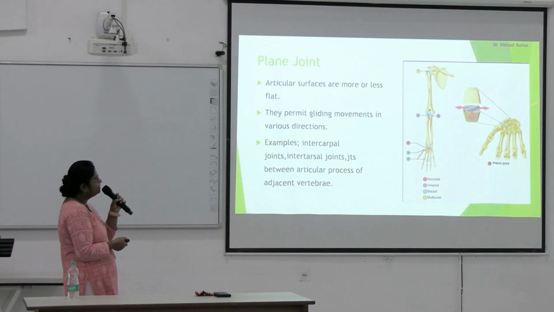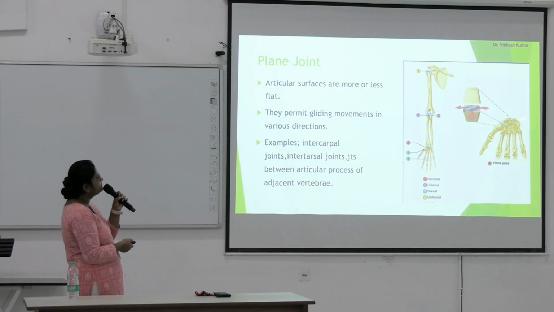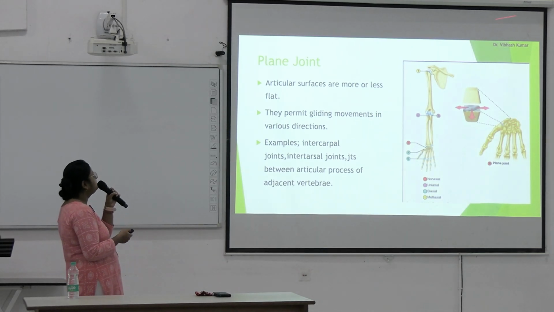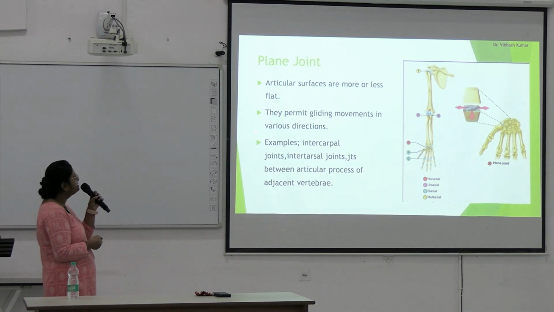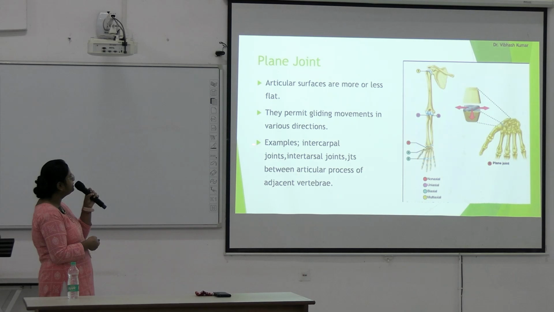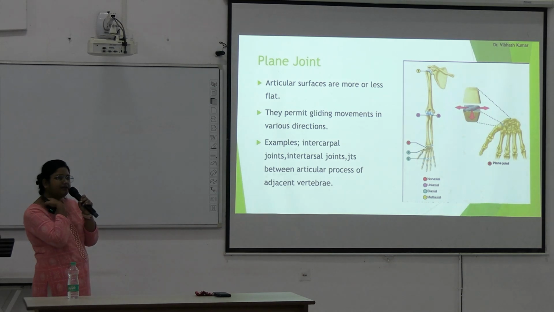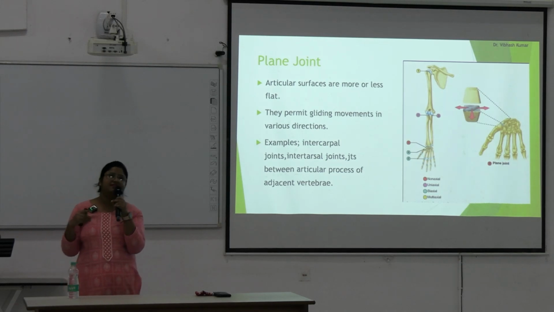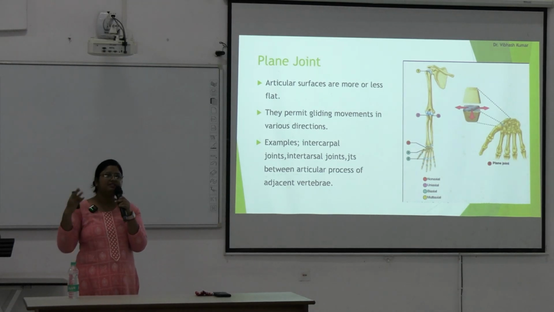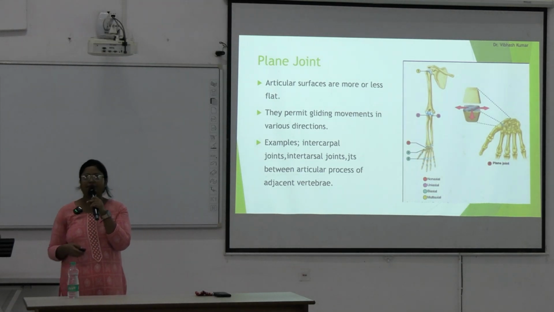So here, in between the carpal bones, intercarpal joints are present. These are plain type of joint. The articular surfaces are flat, permitting gliding movements in various directions. These are the examples: intercarpal, intertarsal joints, and joints between articular processes of adjacent vertebrae. In the vertebra, there are superior and inferior articular processes to articulate with the neighboring vertebra, and the joints formed between these articular processes are plain type of synovial joint.